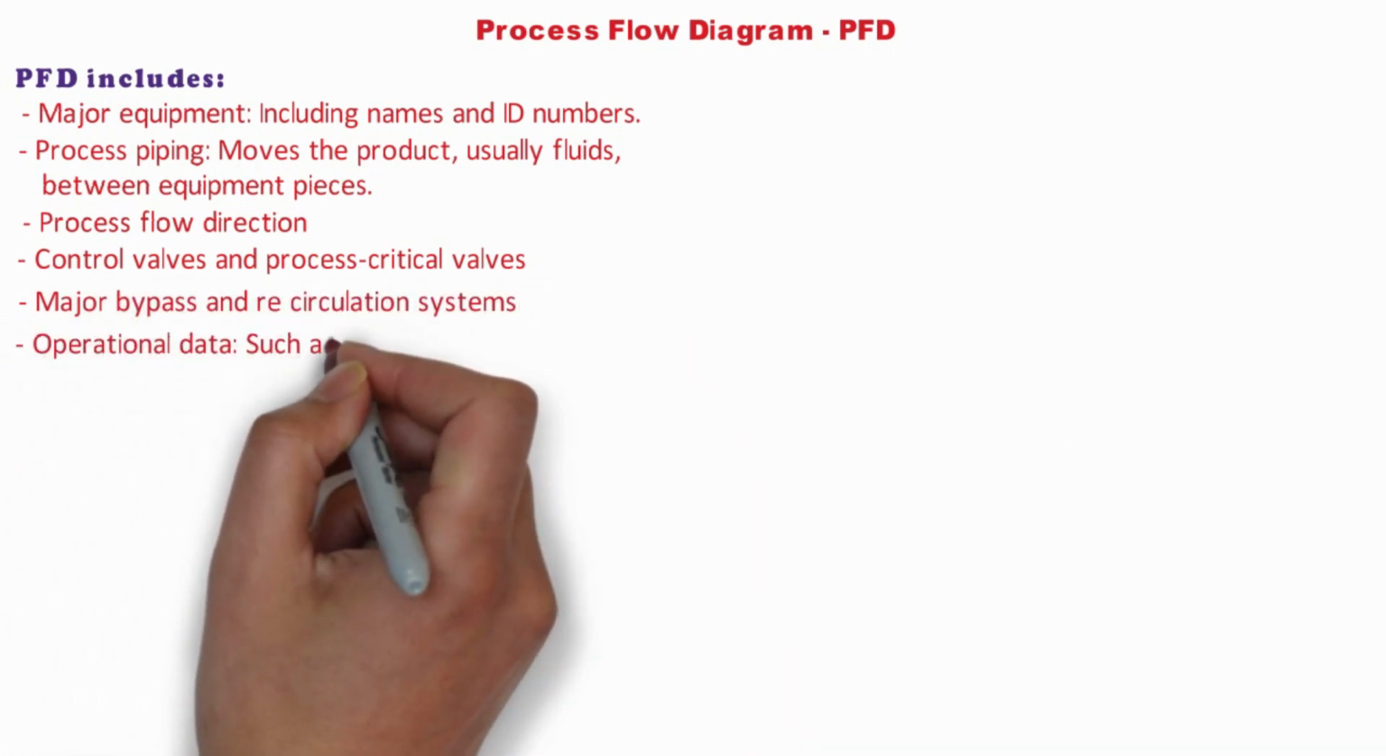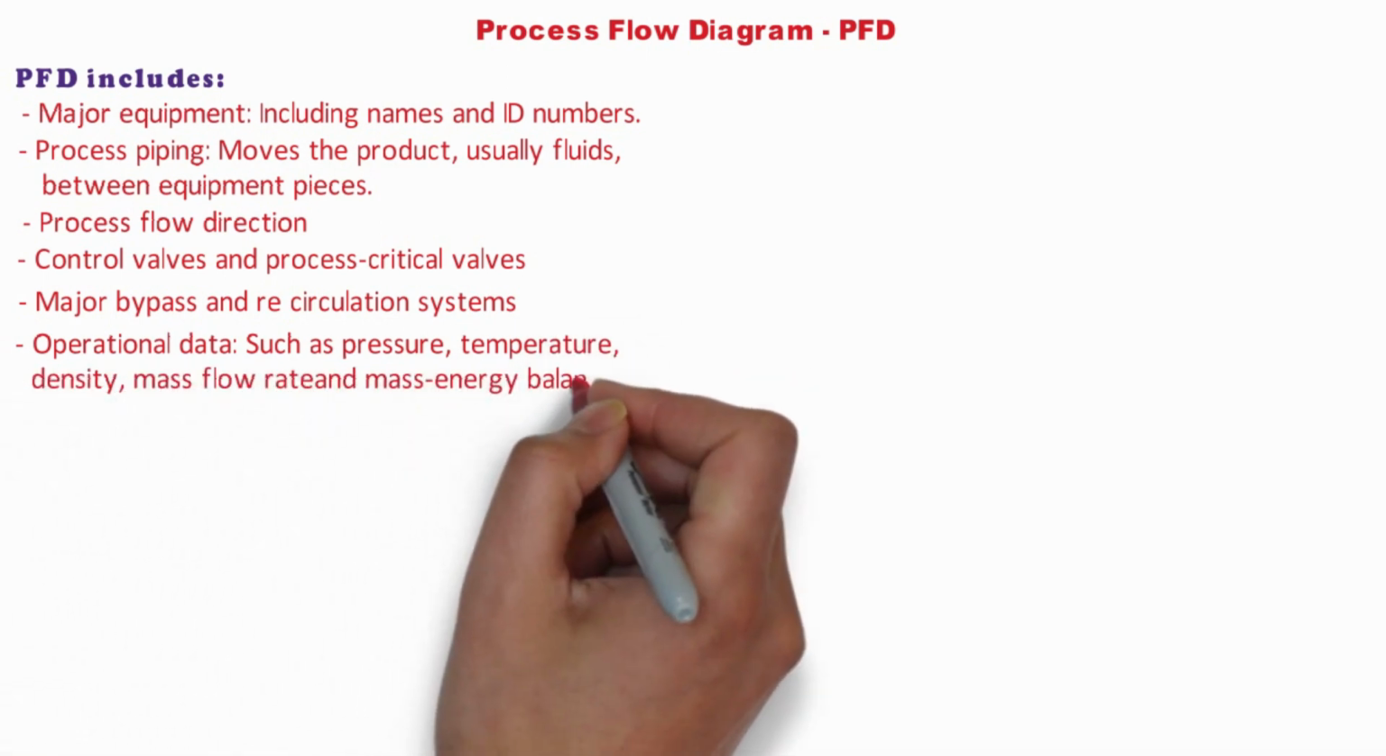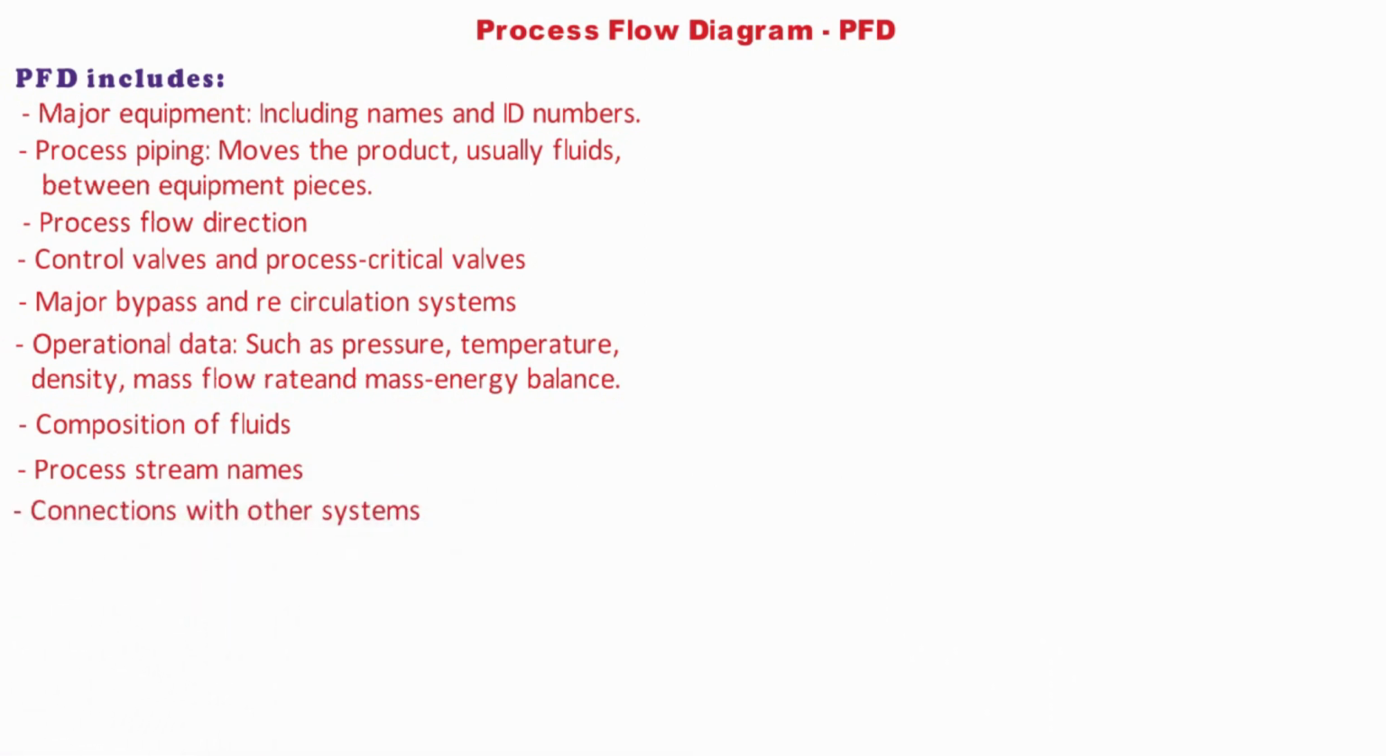Operational data such as pressure, temperature, density, mass flow rate, mass energy balance. Values often will include minimum, normal and maximum. Composition of fluids. Process stream names. Connection with other systems.